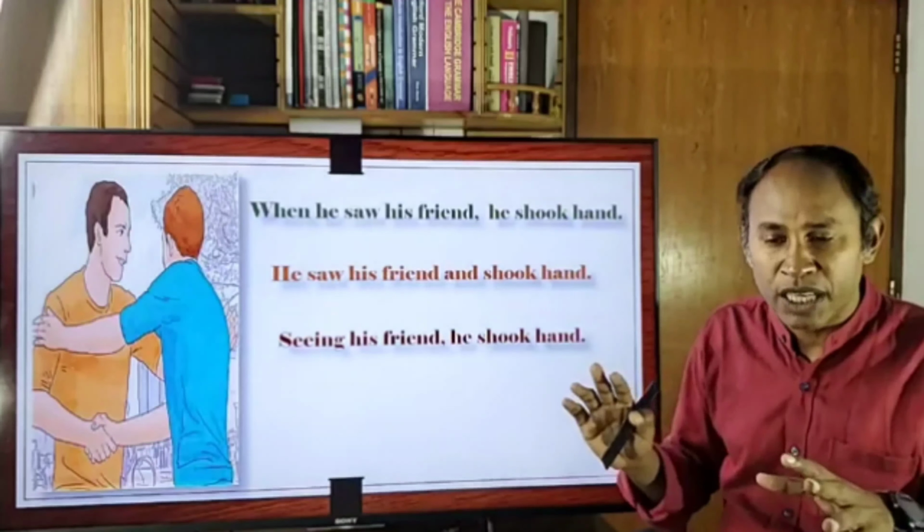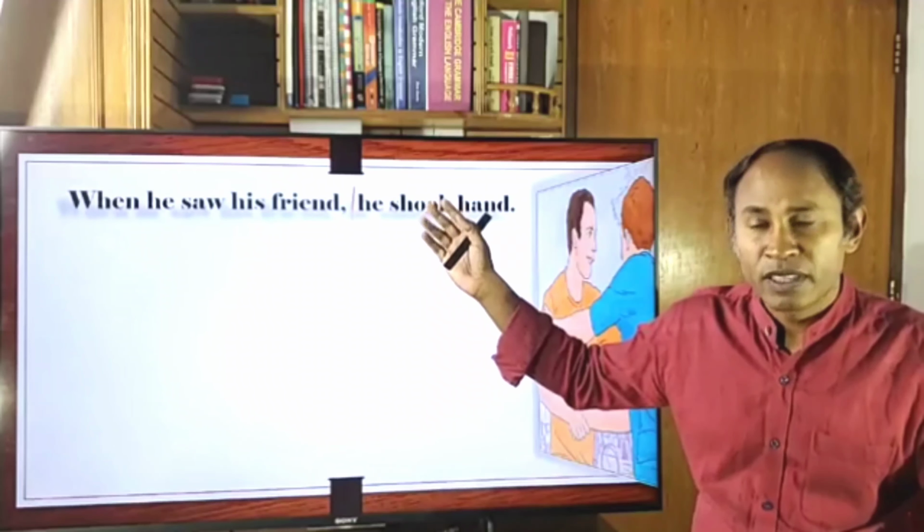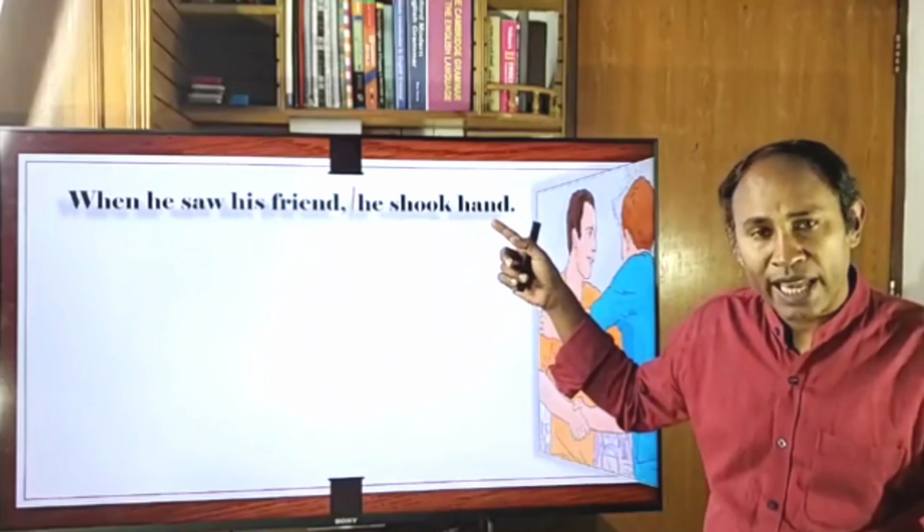This is a sentence as I showed you, right? When he saw his friend, he shook hand. So in this sentence, you see there are two parts. One is when he saw his friend, and the other part is he shook hand. So in these two parts, we have two subjects and two finite verbs. Two subjects and two finite verbs are there, right? Okay, and if we divide this sentence into two parts, having one subject and one finite verb, then we get this part: he shook hand.